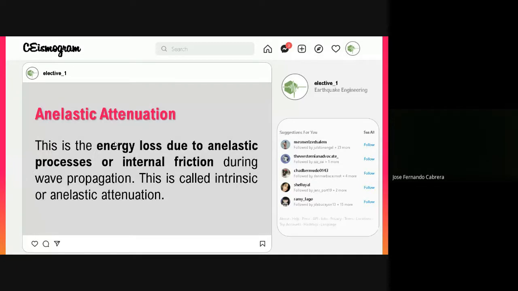Next po ay yung ating anelastic attenuation. This is the energy loss due to an elastic process or internal friction during wave propagation. This is called intrinsic or anelastic attenuation. Intrinsic attenuation occurs mostly during shear wave motion associated with lateral movement of lattice and grain boundaries. Sabi ko nga din po kanina, attenuation happens on a perfect elastic medium. Kapag nagkakaroon ng internal friction, most of the energy of the seismic wave is absorbed by the ground, and doon po nababawasan yung energy propagation ng ating seismic waves. Next po.